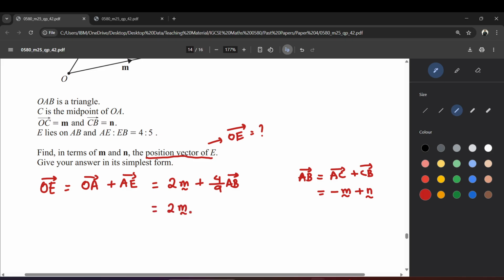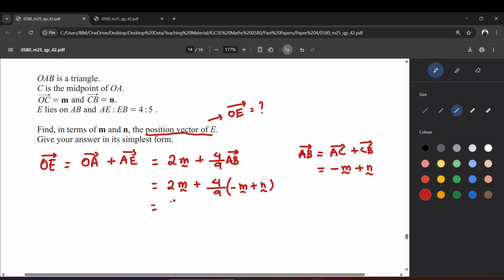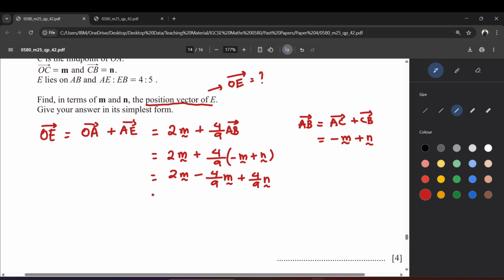So we have 2M plus 4 upon 9 times minus M plus N. So that will be 2M, sorry, minus 4 over 9 M plus 4 over 9 N. So 2 minus 4 upon 9 gives us 14 upon 9 M plus 4 upon 9 N. So that should be your final answer.